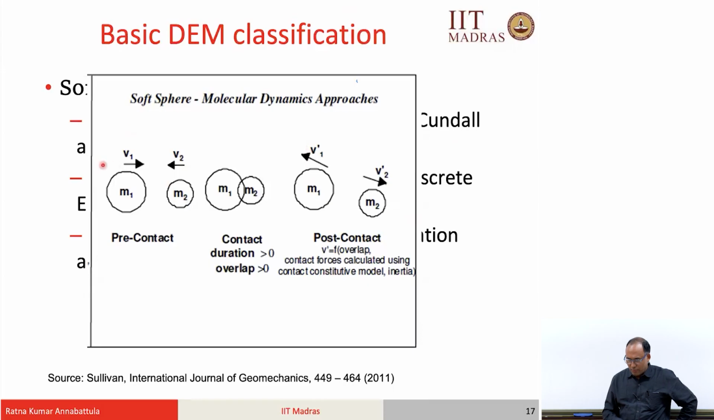So, you have particles M1, M2. Earlier, your contact duration was 0, right? They are not sitting in contact forever, they touch and leave. Here you have contact duration greater than 0, and you have overlap. Earlier there was no overlap, and based on the overlap you calculate your next velocities, because you will calculate the force, from there you calculate acceleration, and based on the overlap you calculate the contact forces using a contact constitutive model and the inertia of the particle. Okay.